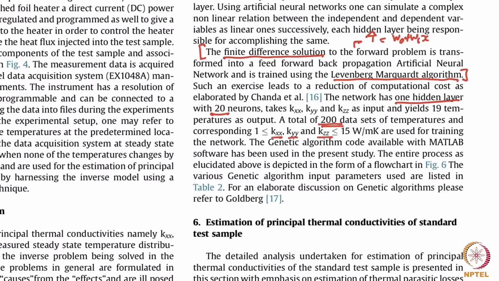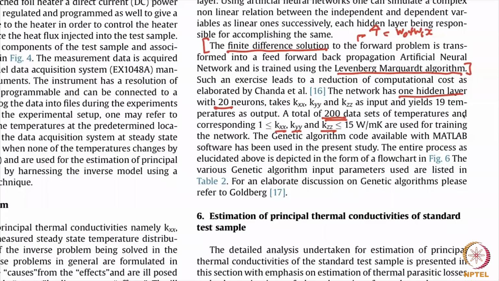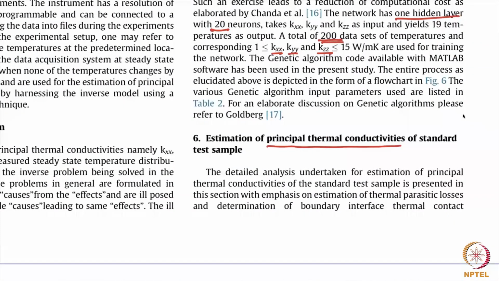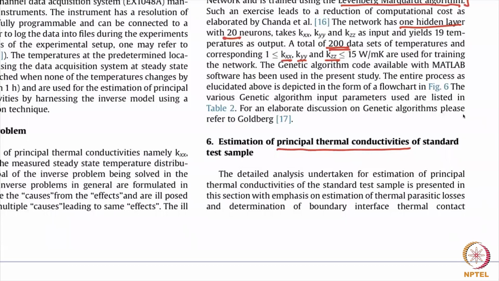But for this range, it turns out it was just sufficient to run with this simple case. Okay, so once they did that, they now have a full ANN. Once you do that, you actually can now estimate the principal thermal conductivities of the test sample. Okay. Now, how do they do that?